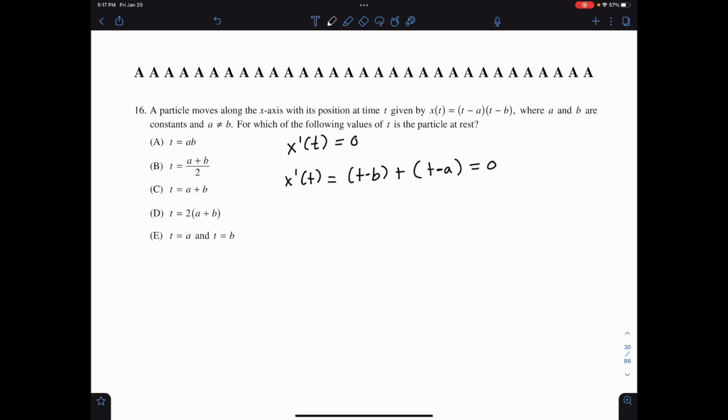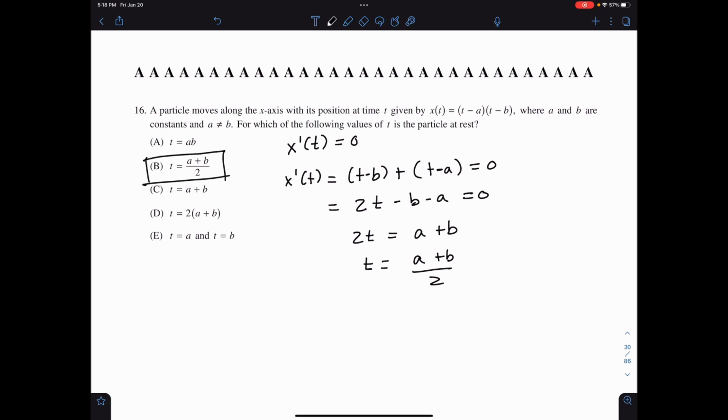Then we solve for which values of t make this true. To solve this out, I'm going to just unwrap these. You'll notice that everything is just being added. So I can simplify this to be 2t minus b minus a is equal to 0. So I get 2t is equal to a plus b, and t is equal to a plus b divided by 2, which happens to be the answer.